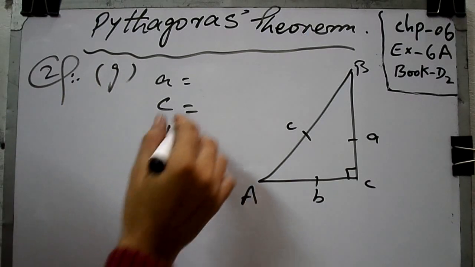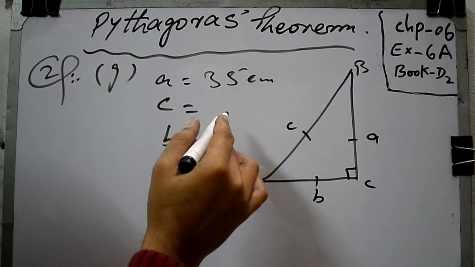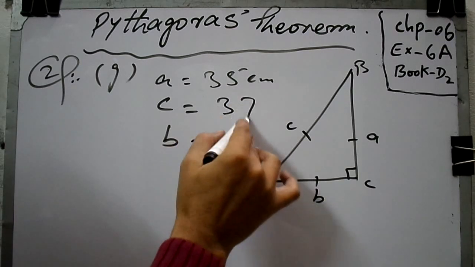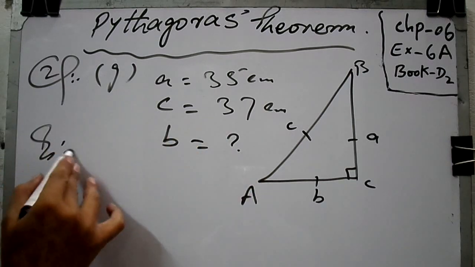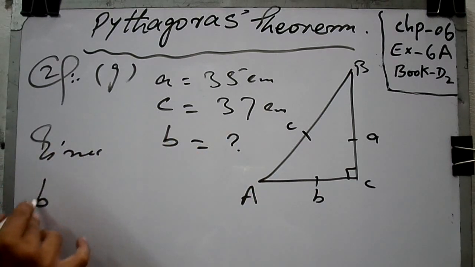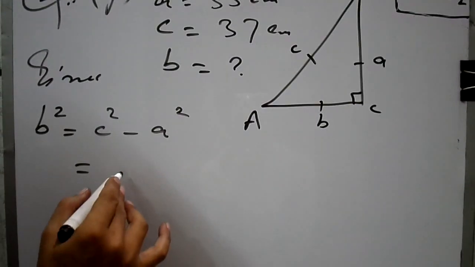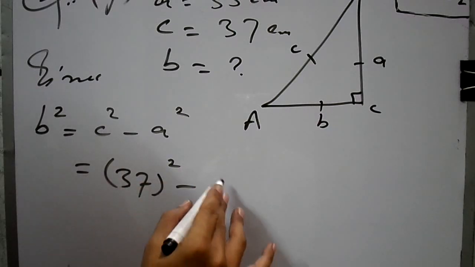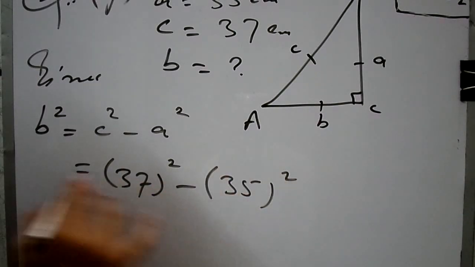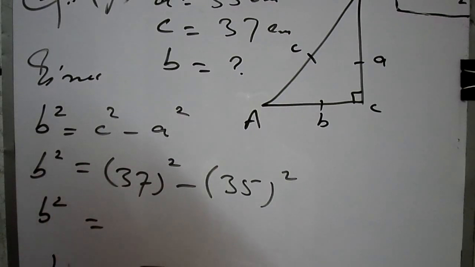A is equal to 35 centimeter and C is equal to 37 centimeter. So we have to find the value of B, since B square is equal to C square minus A square. Putting the values, that is 37 square and 35 square, that is your B square, then your B will render.